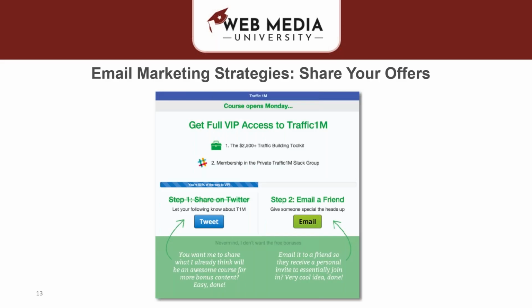Step 1 is to share it on Twitter. So if you click the tweet button, then you've completed step 1. And it just says, if you want me to share what I already think will be an awesome course for more bonus content, easy done. So a lot of those statements work really well because it just automatically gets people saying yes, or automatically gets people thinking like, why wouldn't I do this? So instead of just to submit and do it right now, I mean, these are more compelling statements.